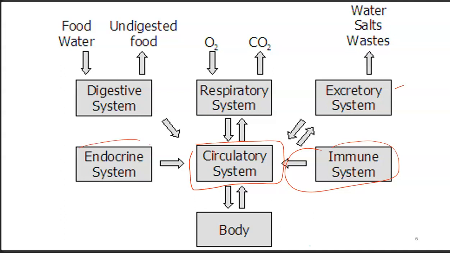The endocrine system produces hormones that circulate in your blood, for example, until it reaches the target organs that have cells with receptor for the hormone. So as you can see, circulatory system is related to every other system in your body.